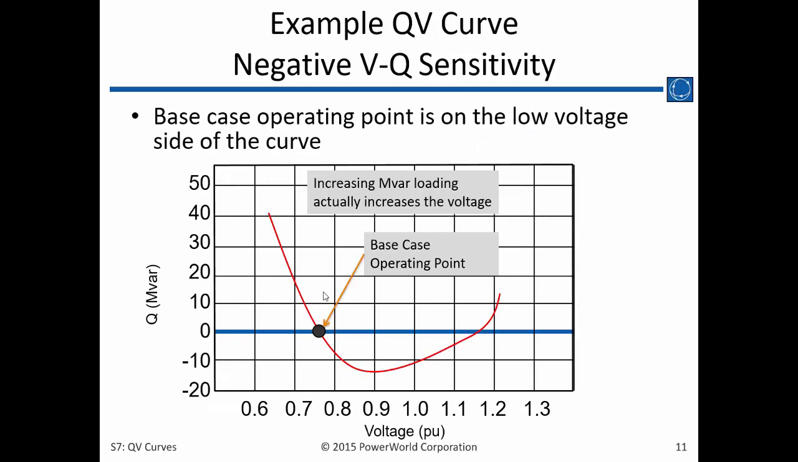If we have a negative VQ sensitivity, you would end up with a QV curve that looks like this, and your base case operating point is actually on the low side of the curve. So your operating point would be over here on the left. This is not typically what we want, because as you increase Q, you're driving your voltage down instead of up. So that's why we don't like to have negative VQ sensitivities, except for the couple of exceptions we talked about on the last slide. Generally speaking, you want your VQ sensitivities to be positive, so your operating point is on the proper side of the curve. And as you would expect, if you increase the VAR support, you would increase your voltage. This way, if you increase your VAR load, you would decrease your voltage. Over here, if you increase the VAR load down here, your voltage would be going up.